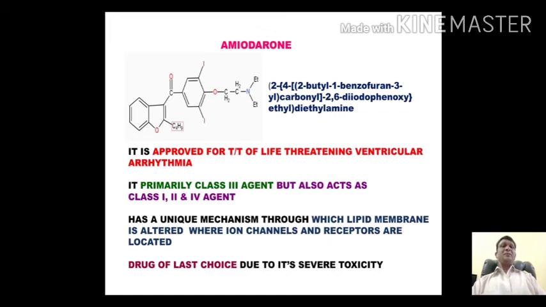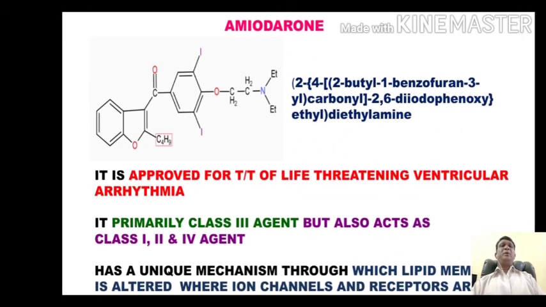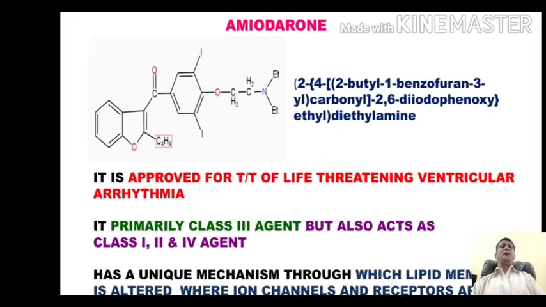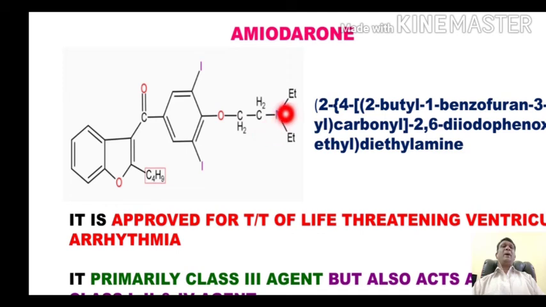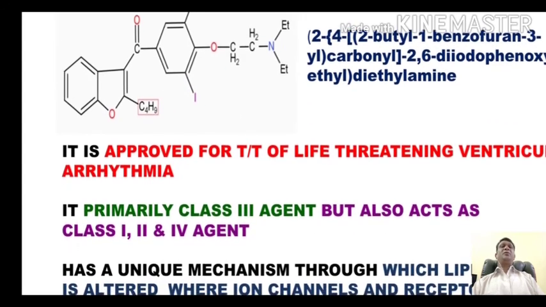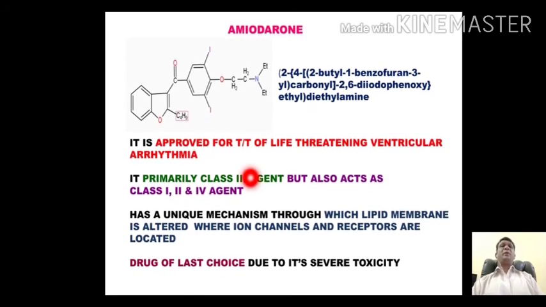Dear students, the last drug is Amiodarone, which is considered a class 3 agent. If we look at the name and the structure, we will find the presence of the amino group, and this 'aron' stands for the presence of this benzofuran. The 'iode' here stands for the presence of these iodine groups over here. And this drug is approved for treatment of life-threatening ventricular arrhythmias.